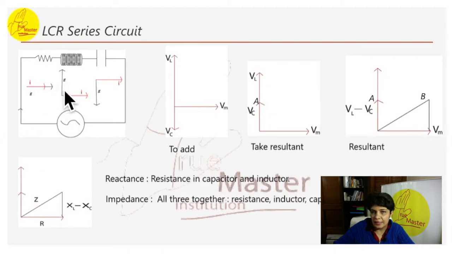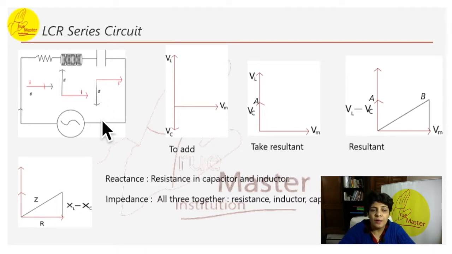If this is the line for the current, then I and E are in the same direction. For pure inductance, E and I differ by pi by 2 as shown in this graph. Here I is lagging behind, and this is the EMF potential. In the case of capacitance, I is ahead and the potential EMF is lagging behind.